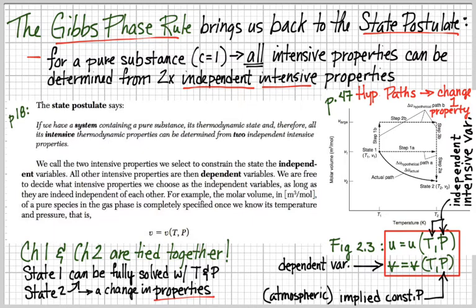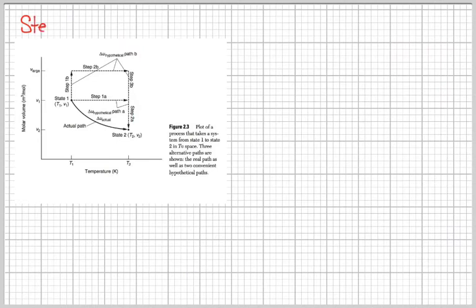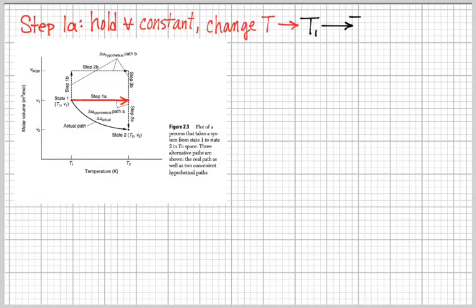And here only temperature is changing, but we express that in that diagram on page 47 as hypothetical paths. So if I change one property, I'm going to have a hypothetical path. I'm going to use step 1a from figure 2.3, where you see that it's a horizontal line, so the molar volume is held constant in the hypothetical path of step 1a. But I change temperature 1 to temperature 2. So I have a thermal change in an isochoric process. Isochoric means volume is held constant.